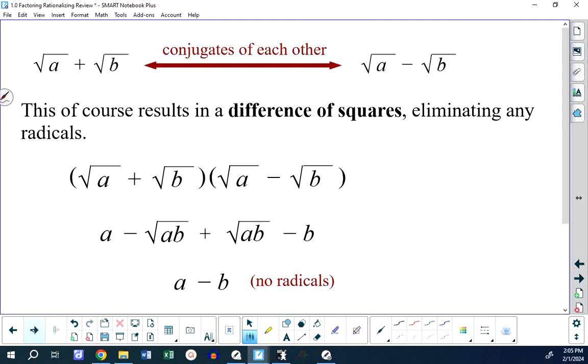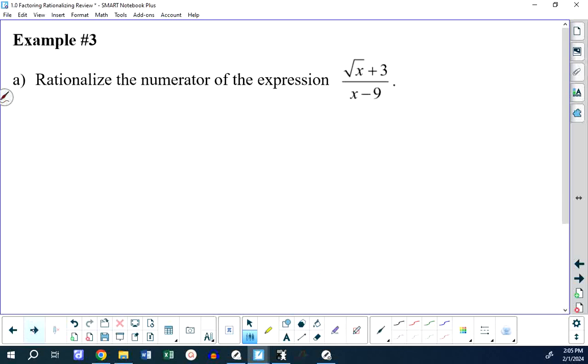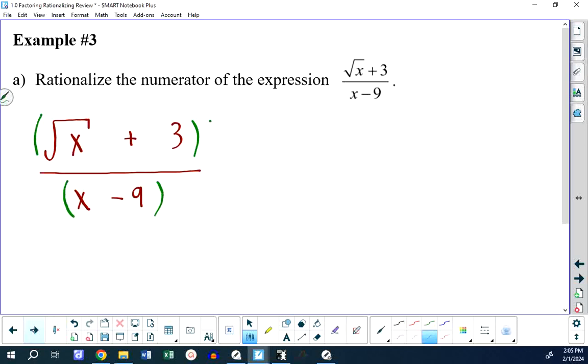Rationalizing is a way to simplify. All right? So, rationalize the numerator of this expression. Why? Why not? There's a radical in the numerator. Let's see what happens when we get rid of it. So I always recommend rewriting these. We have root x plus 3. That radical extends to just over the x, and it doesn't go to the 3. This is over x minus 9. So I'm going to rationalize the numerator by multiplying the numerator and denominator by the conjugate of the radical numerator.